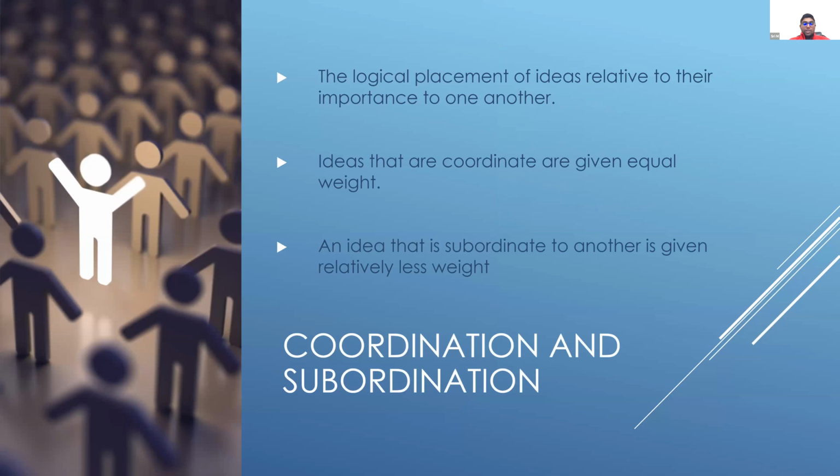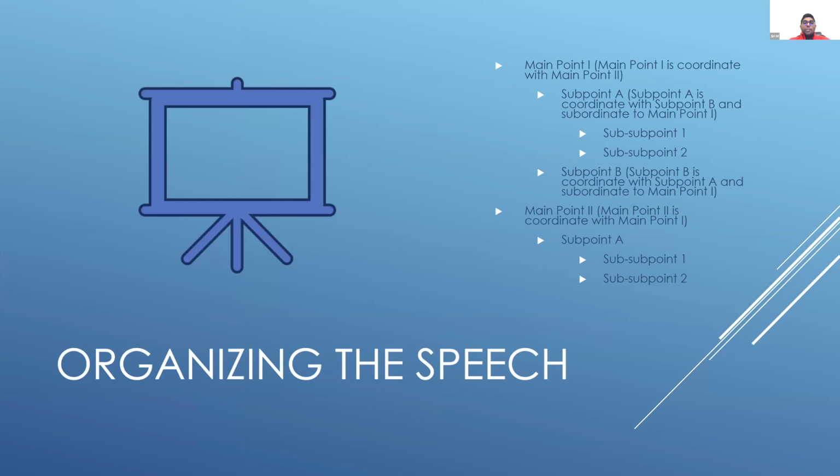So coming to coordination and subordination, this is the logical placement of ideas relative to their importance to one another. Ideas that are coordinate are given equal weight, and any idea that is subordinate is given relatively less weight. So the slide is a little confusing, but I'll explain here. You start with a main idea, and then from your main idea, there's going to be some part of it that you want to explain. That would come as your subpoint A. And then to give evidence to back up your subpoint A, you would make some points to back that up, which we'll call subpoint 1 and subpoint 2.